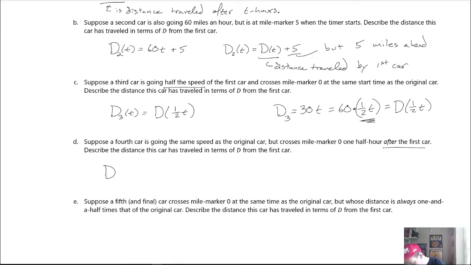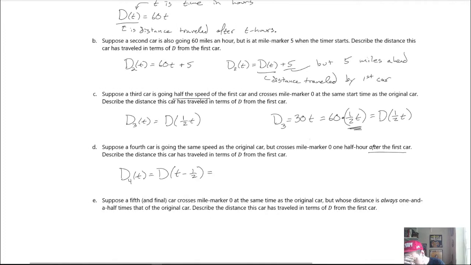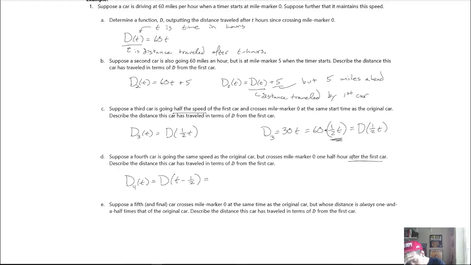So this distance sub 4 for the fourth car as a function of time is going to be the same distance as the first car, because it's going the same speed, but the time is delayed by a half an hour. We can take the time and subtract a half an hour from it, and that will give us the distance for this new car. If we plug that into the distance formula for the original car, which was 60 times t, we get 60 times (t minus 1/2). That would be a nice way of expressing the distance this fourth car is going.